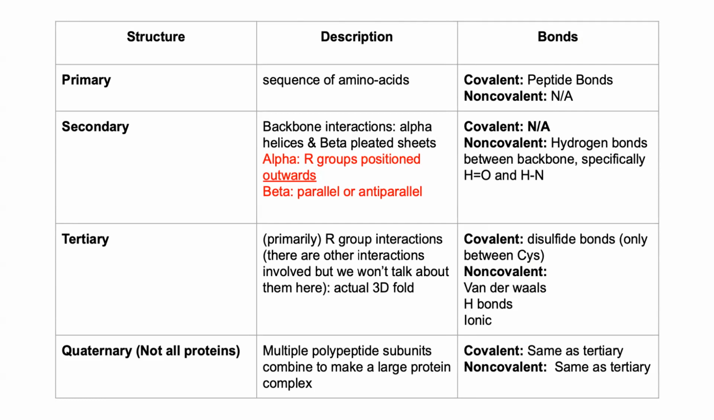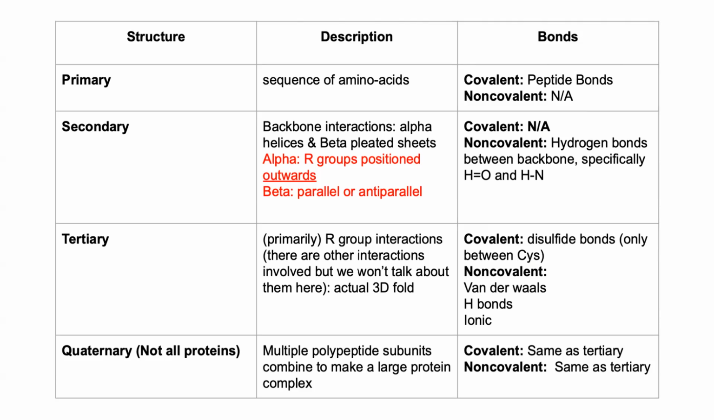Secondary structure is where you see your hydrogen bonds. You're not talking about your R groups. You have your alpha helices and your beta pleated sheets. In your alpha helix, they're positioned outwards to interact with the environment. In the beta pleated sheets, they are arranged up, arranged down, and so on and so forth.